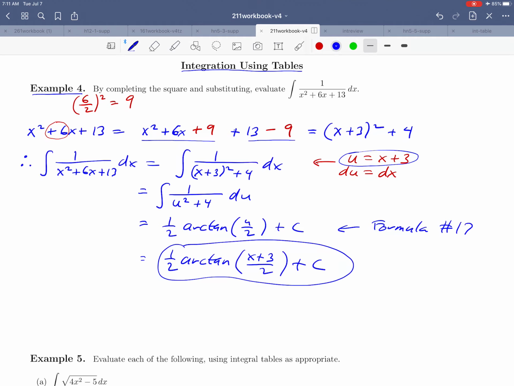Just one general comment before we close this example. This illustrates the idea that to use the integral table, very often we have to take our function and do something to it. Maybe do some algebra, maybe do a u substitution, so that we can get it into a form where we can recognize it as one of the formulas in the integral table. You'll see that the examples we do after this follow that same general pattern.